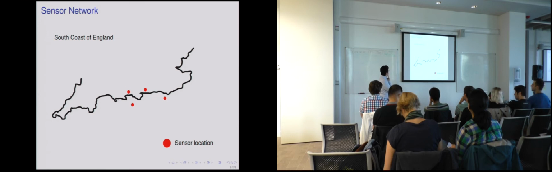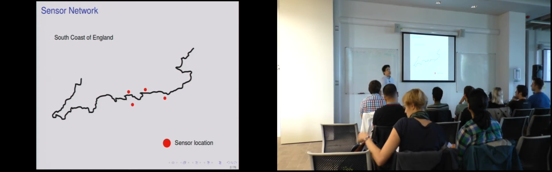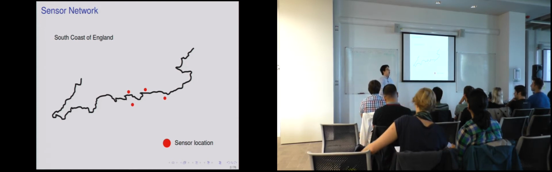Why do we need multi-output Gaussian processes? Why would we like to have them? This is a classical example in sensor networks. This is a sketch of the south coast of England, and there are some base stations around the coast. These base stations have sensor networks, and these sensors are measuring different environmental variables, like temperature, high tide or air pressure.